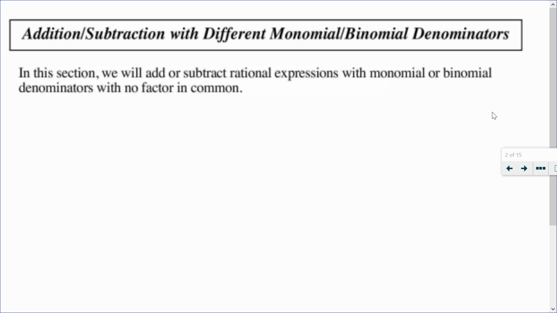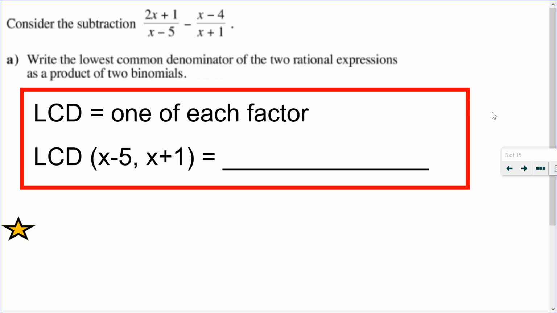So what we're going to look at in this lesson is how do we add fractions that have a different monomial or binomial denominator. So we're going to expand upon that idea of a common denominator. So let's look at something like this. If I have 2x plus 1 over x minus 5, and I want to subtract x minus 4 over x plus 1, I can't do that right now because the denominators are not the same.